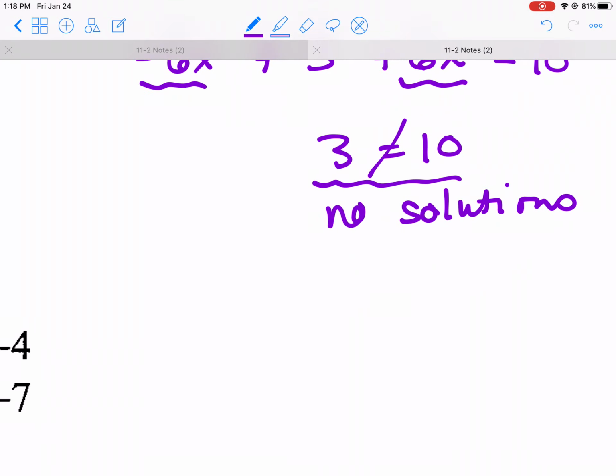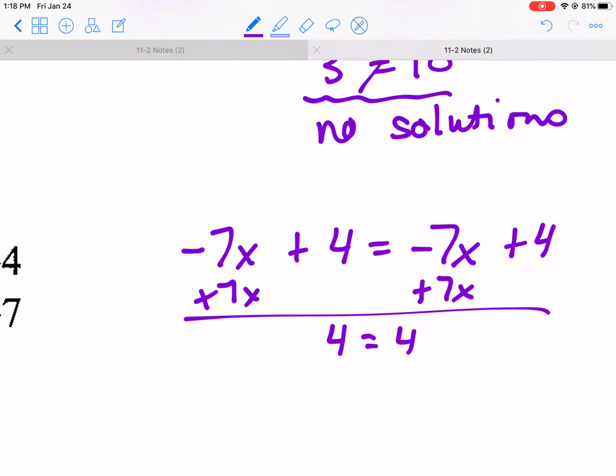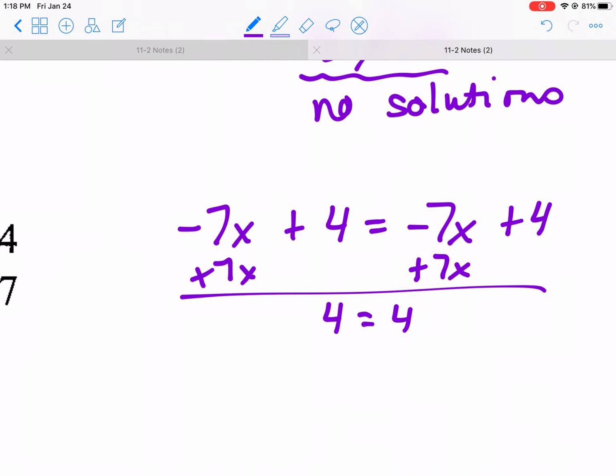Whereas if we'd had a problem like negative 7x plus 4 equals negative 7x plus 4, we would add 7x to both sides. X's go to 0, and we're left with 4 equals 4. Since the variables are gone, and we're left with a true statement, this means that we have infinitely many solutions.